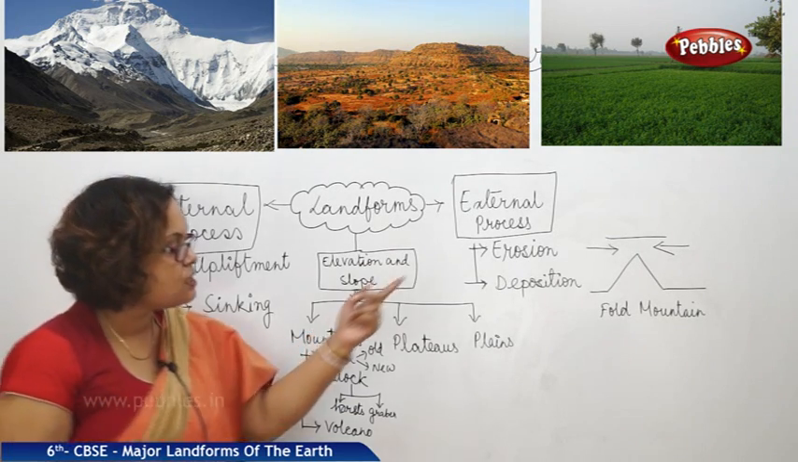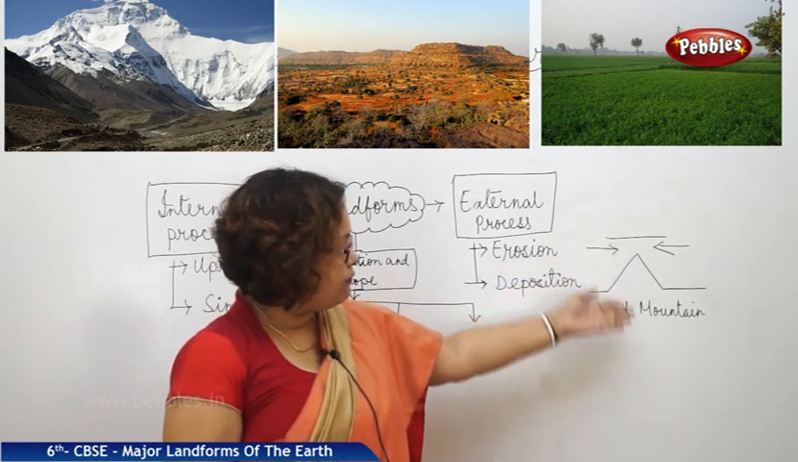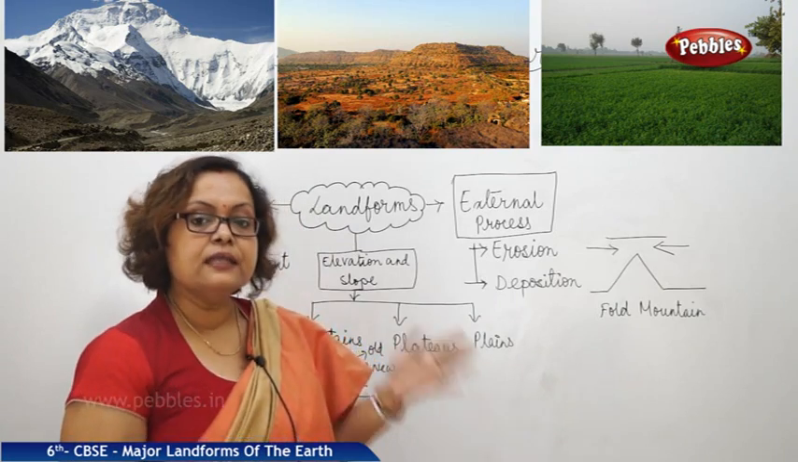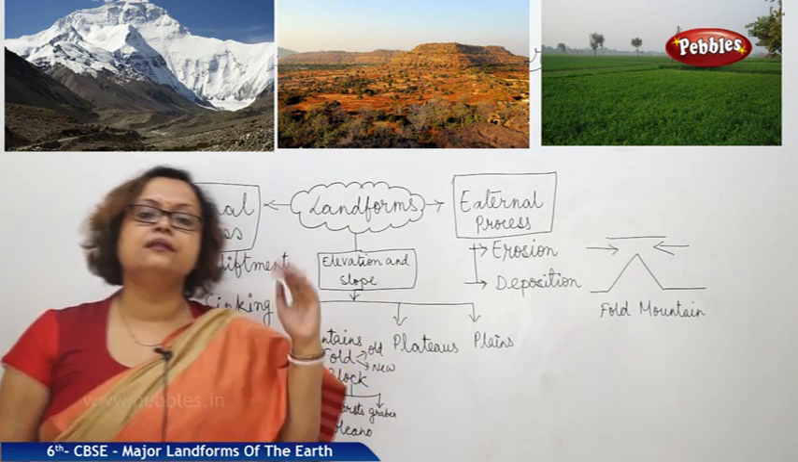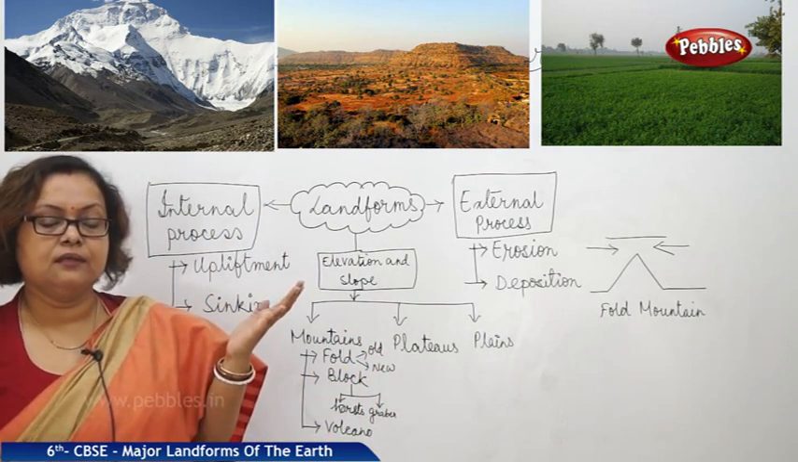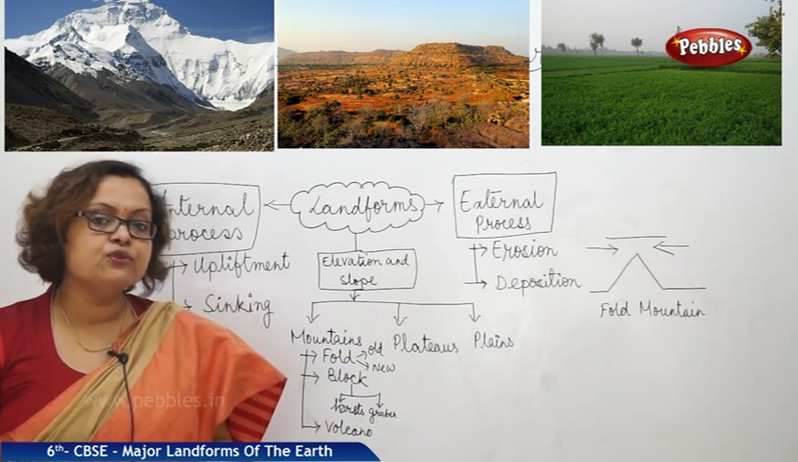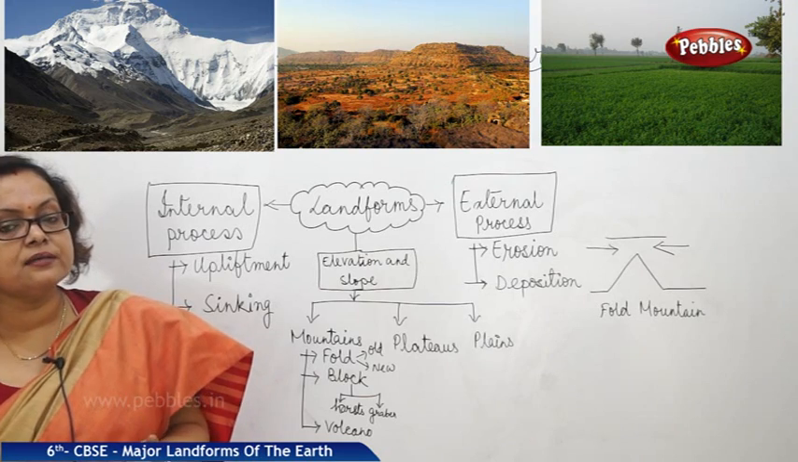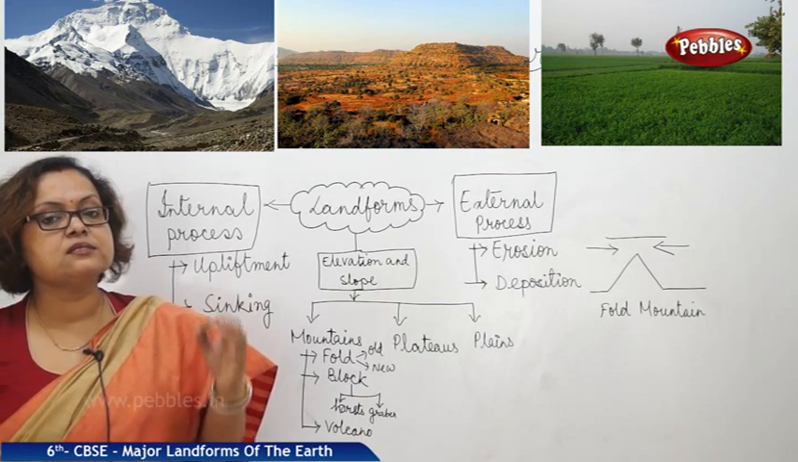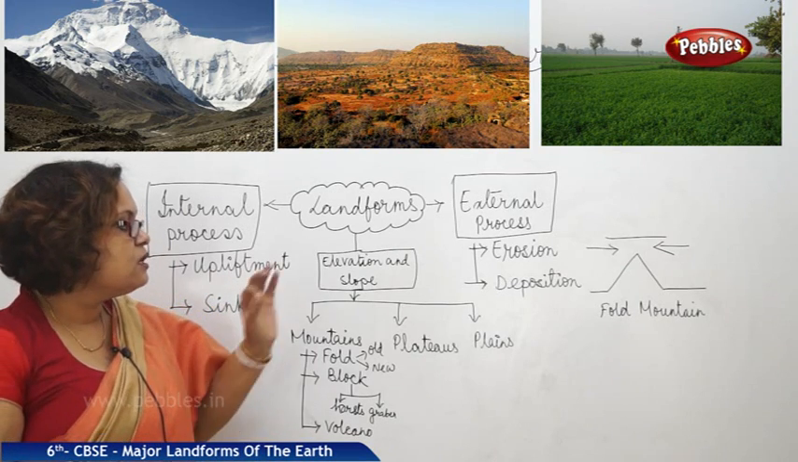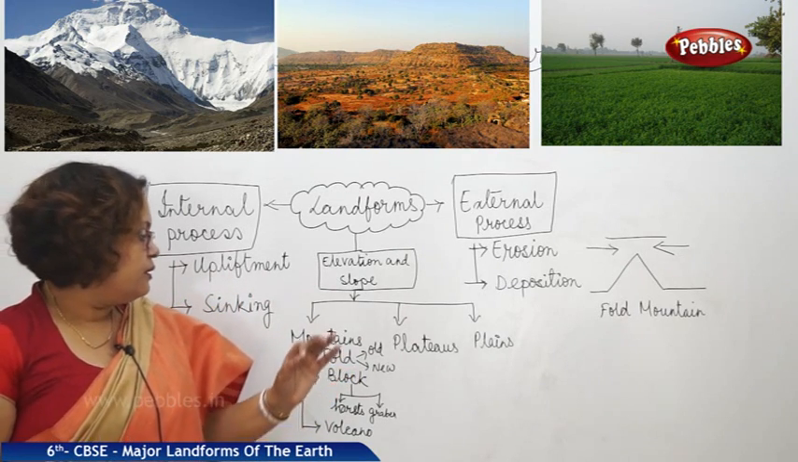Fold mountains are formed in this way, through this internal process, and even now their height is growing every year. They are new fold mountains. An example of a new fold mountain is the Himalayas. Every year it grows at least an inch, so it is known as a new fold mountain.